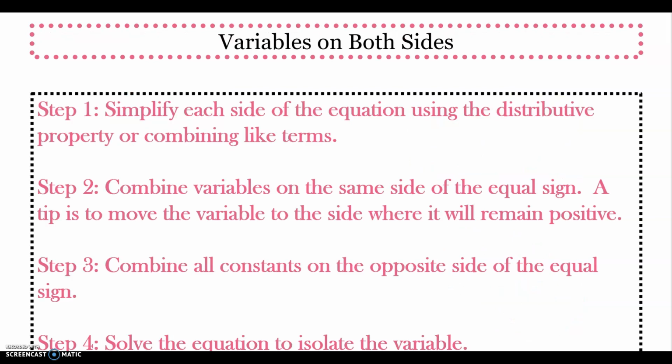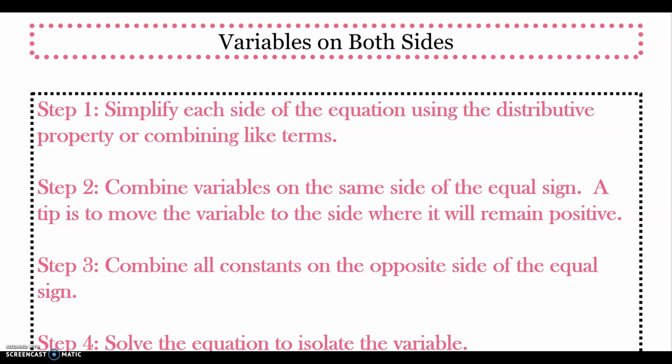Let's talk about the steps if we end up with variables on both sides. So step 1 is to simplify each side of the equation using the distributive property or combining like terms. So make sure that on each side of your equal sign, you have the expression in simplest terms. You've simplified it by combining or distributing.